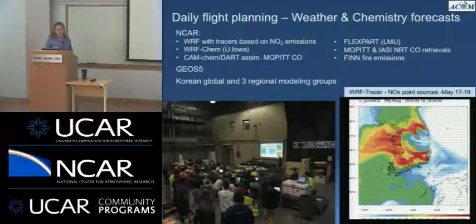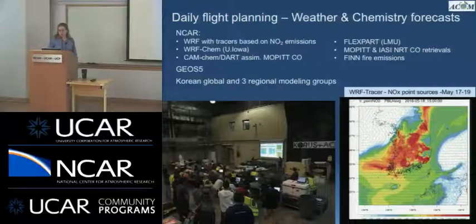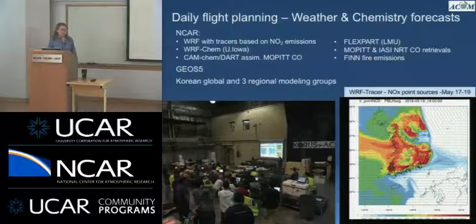NASA Goddard ran GEOS-5 with tracers. They now are running GEOS-5 for the analysis with GEOS-Chem chemistry at 12.5 kilometer horizontal resolution for the globe. A little bit envious, but we just haven't seen those results yet.